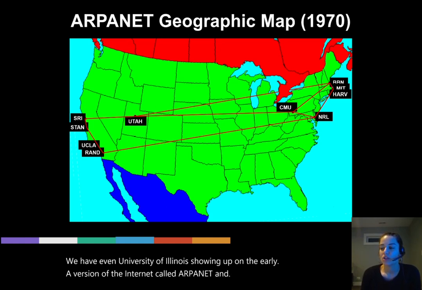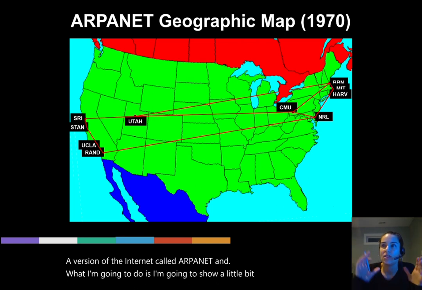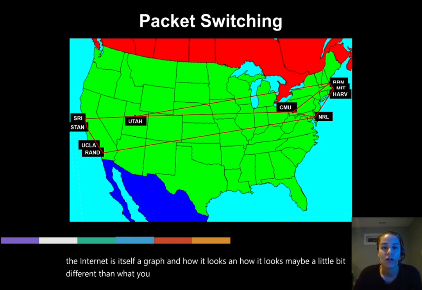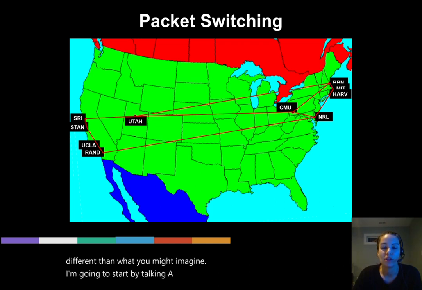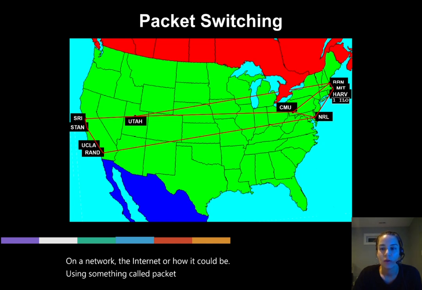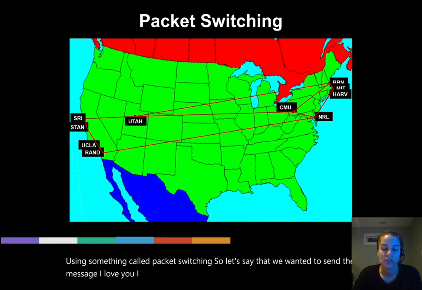What I'm going to do is show a little bit about how the network of the internet is itself a graph and how it looks maybe a little bit different than what you might imagine. I'm going to start by talking a little bit about how information is shared on a network like the internet, or how it could be, using something called packet switching. So let's say that we wanted to send the message I love UIC across the network.